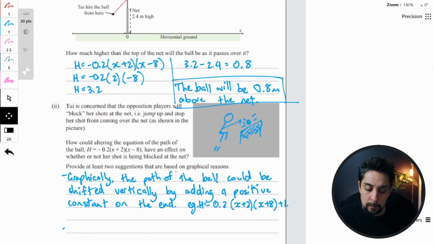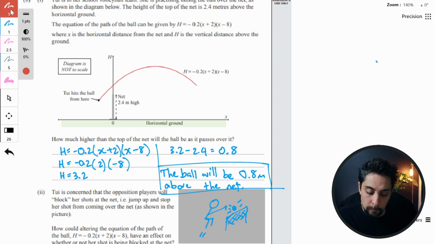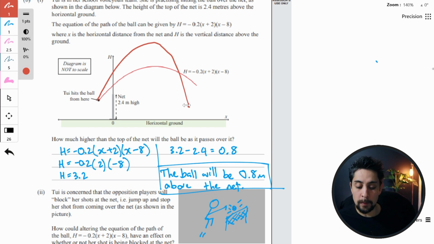Another option would be, let's say that we hit the ball, but then we end up something like this. To change this, we just need to change the coefficient on the front of the equation. So in this case, to get it steeper like that, we need a larger number. In this case, it's negative, so a larger negative number. So for example, instead of 0.2, we could change it to 0.4, 0.5.